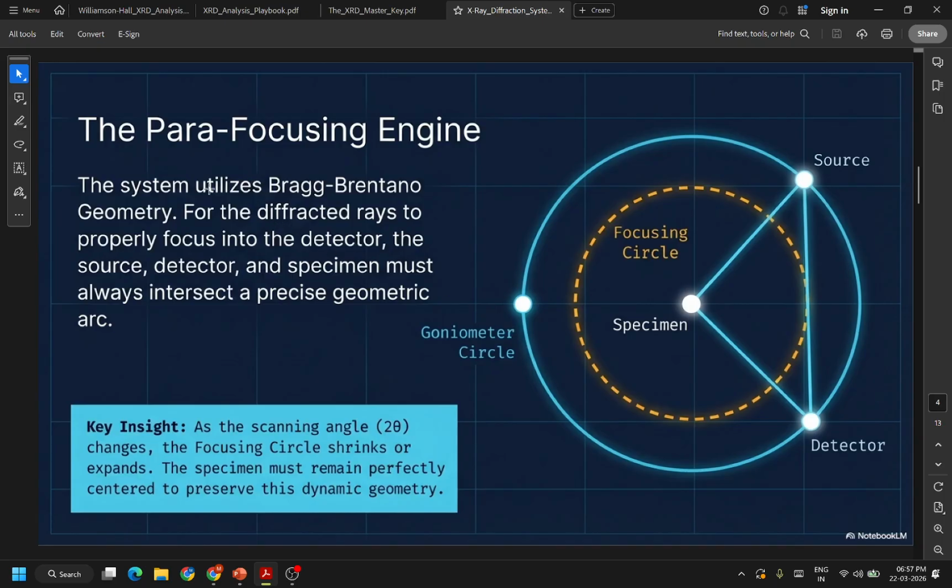On the para-focusing angle, the system utilizes Bragg-Brentano geometry. For the diffracted beam to properly focus into the detector, the source, detector and specimen must always intersect a precise geometrical arc. This is your goniometric circle, and this is your focusing circle. Your source and detector must always fall on the goniometer circle, with your specimen at the center.